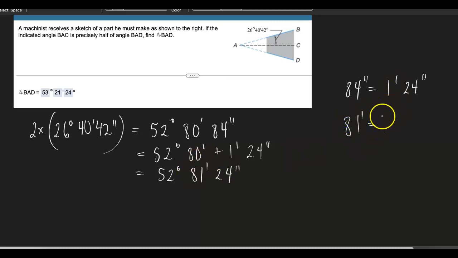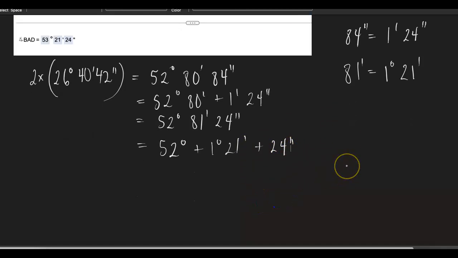I'm going to come over here to the side and do that. So 81 minutes is the same as 1 degree and 21 minutes. So let me rewrite this as 1 degree, 21 minutes, but I'll just put plus 24 seconds over to the side just to stay consistent. Now I add the degrees together. I get 53 degrees, 21 minutes, and 24 seconds. Okay, and that's how we end up with this solution up here at the top by hand.